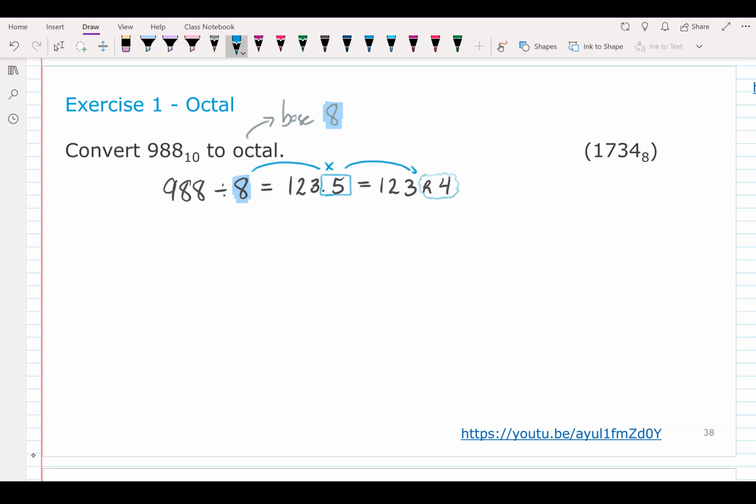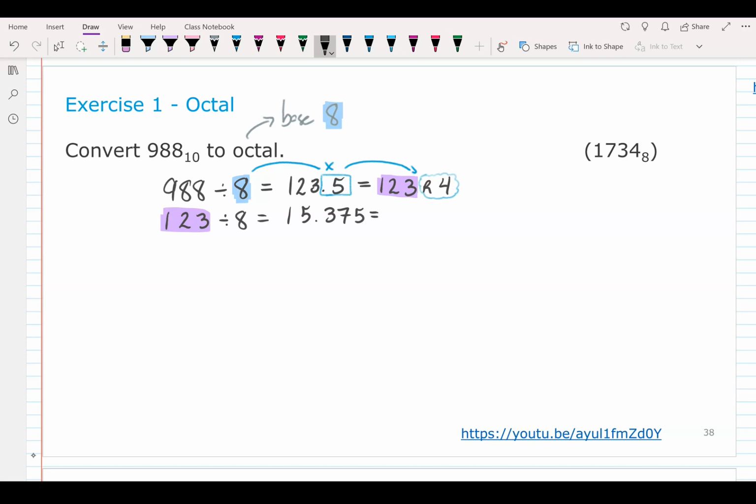So we do this again and again. We take our whole number that we got, keep dividing it by the base. In this case, 123. So take 123. We're going to divide it by the base again. So divide it by 8. 123 divided by 8 gives 15. And it gives a remainder as a fraction of 8, 0.375.